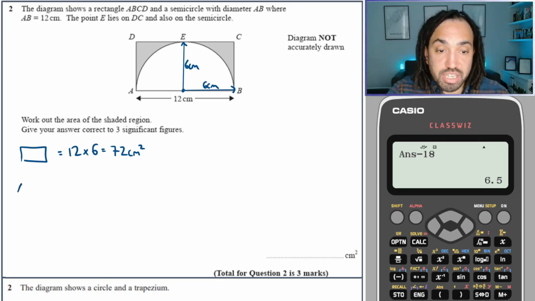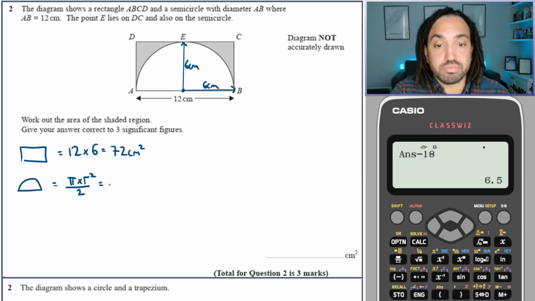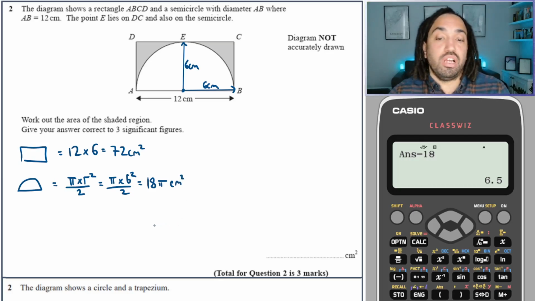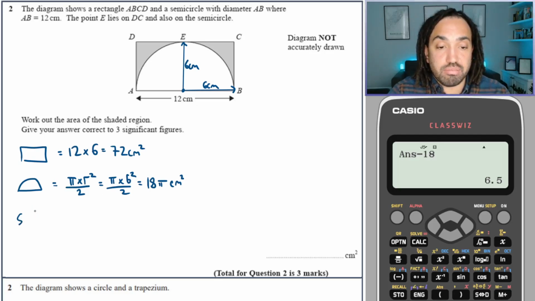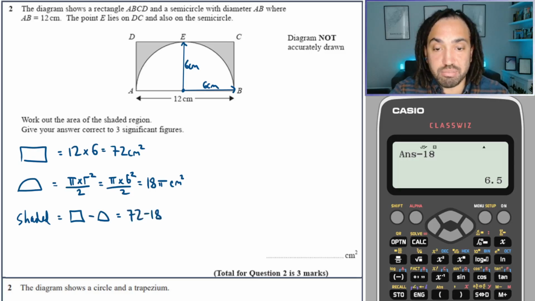Now, the area of the semicircle, well, the semicircle it's a circle, which is pi r squared, but it's a semicircle, so it needs to be halved. So that's pi times by 6 squared over 2, and that will give me 36 pi on top, then halved, so 18 pi. So I'm just going to leave it like that in exact form. So the shaded area is equal to the rectangle minus the semicircle, which is going to be 72 minus 18 pi.